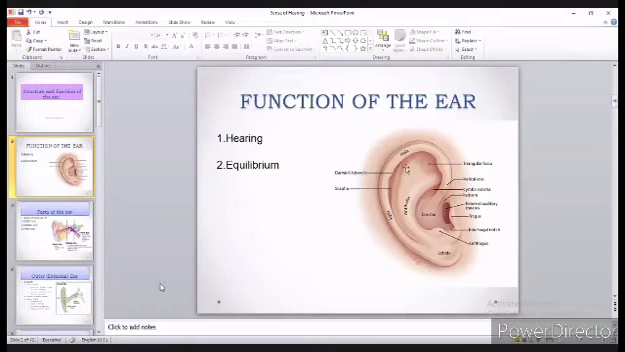If you look at it, the folded part that we see is what we call the helix. And we have the earlobe or the lobule, where you pierce to put earrings, girls. We have a depression in the ear, which is usually dry, right before you enter into the ear canal. We call that the concha. Between the concha and the helix, we have what we call the antihelix. Up above the antihelix, we have what we call the triangular fossa.